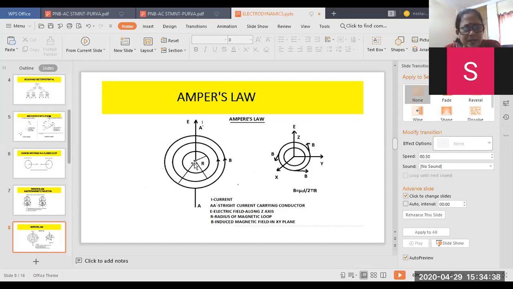Okay. R is the radius of the loop. So you can see here, R is more, magnetic field is less. So that is why if you come nearer the current carrying conductor, magnetic field is high. If you go away from the current carrying conductor, magnetic field is low.